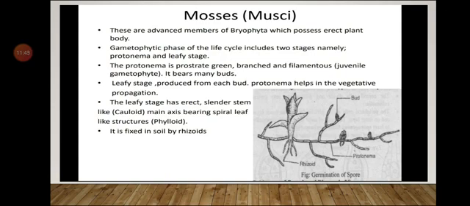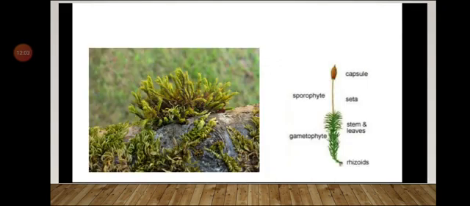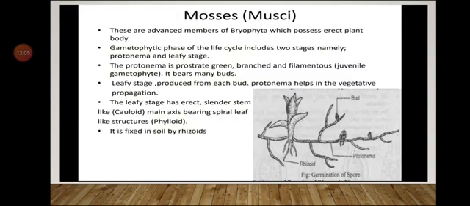At its juvenile stage, the juvenile gametophyte means the young stage, and it bears many buds on it. Next is the leafy stage. The leafy stage is produced from each bud of the protonema and helps in vegetative propagation, that means vegetative reproduction. The leafy stage has an erect, slender, stem-like caulid, an axis bearing spiral leaf-like structures, phylloids.